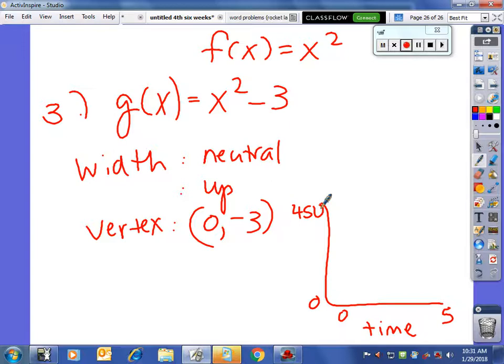This is about blocks being dropped from different heights. So your graph's going to look something like this. And just read the setup and sketch the graph and answer the questions. Okay, now flip it over to the back because I do want to talk to you about the back.